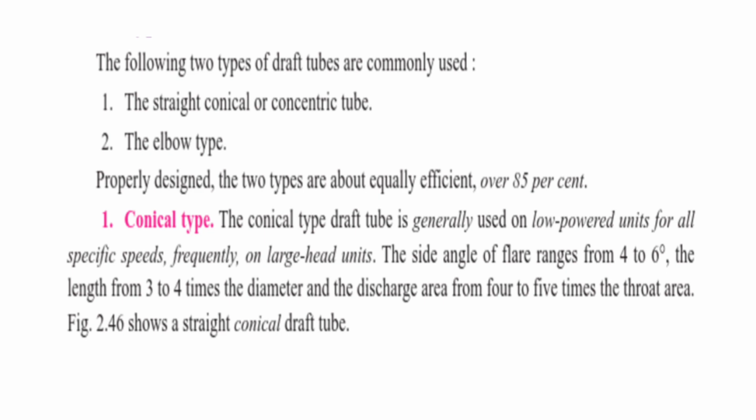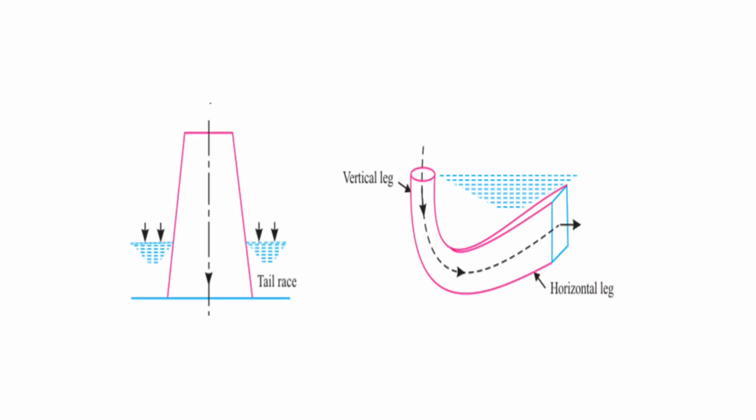So, there are the following types of draft tube: the commonly used straight, conical or concentric tube, and the elbow type. When properly designed, the two types are about equally efficient, at over 85%. The conical type draft tube is generally used for low powered units for all specific speeds, and frequently on large head units. The side angle of flare ranges from 4 to 6 degrees, the length is 3 to 4 times the diameter, and the discharge area is 4 to 5 times the throat area.